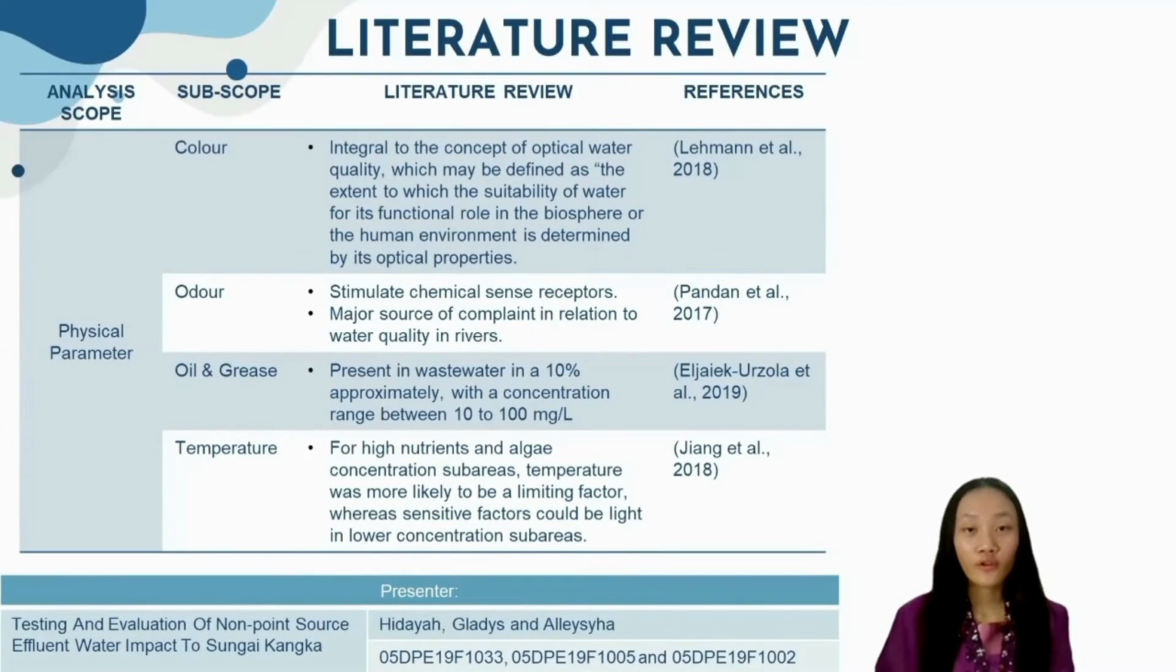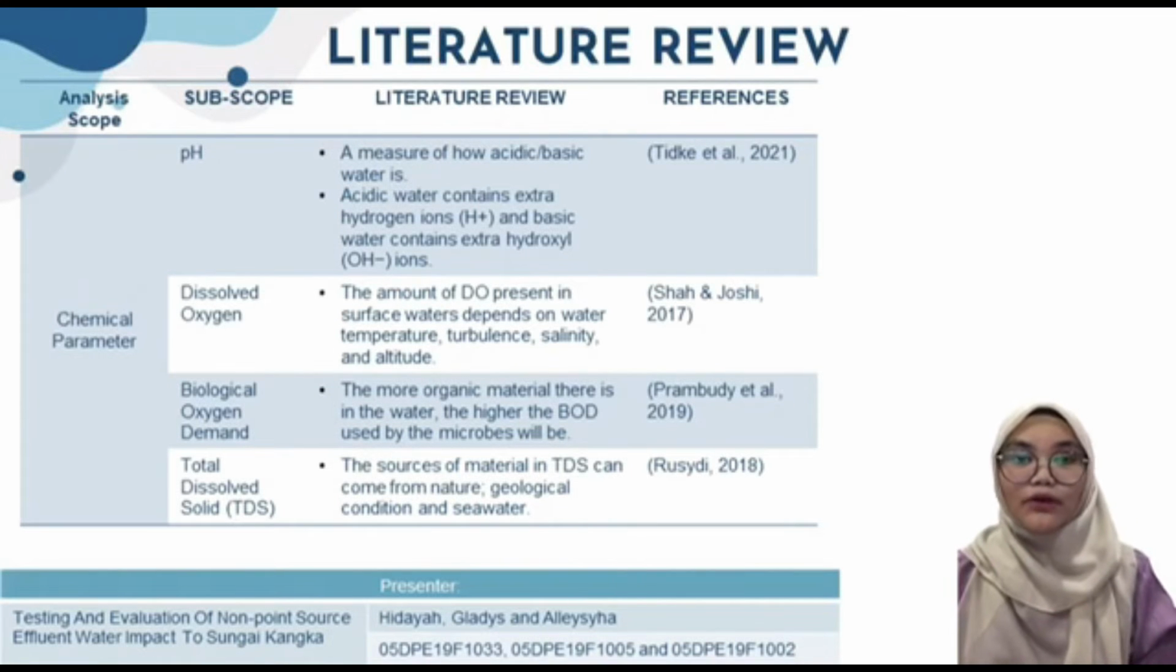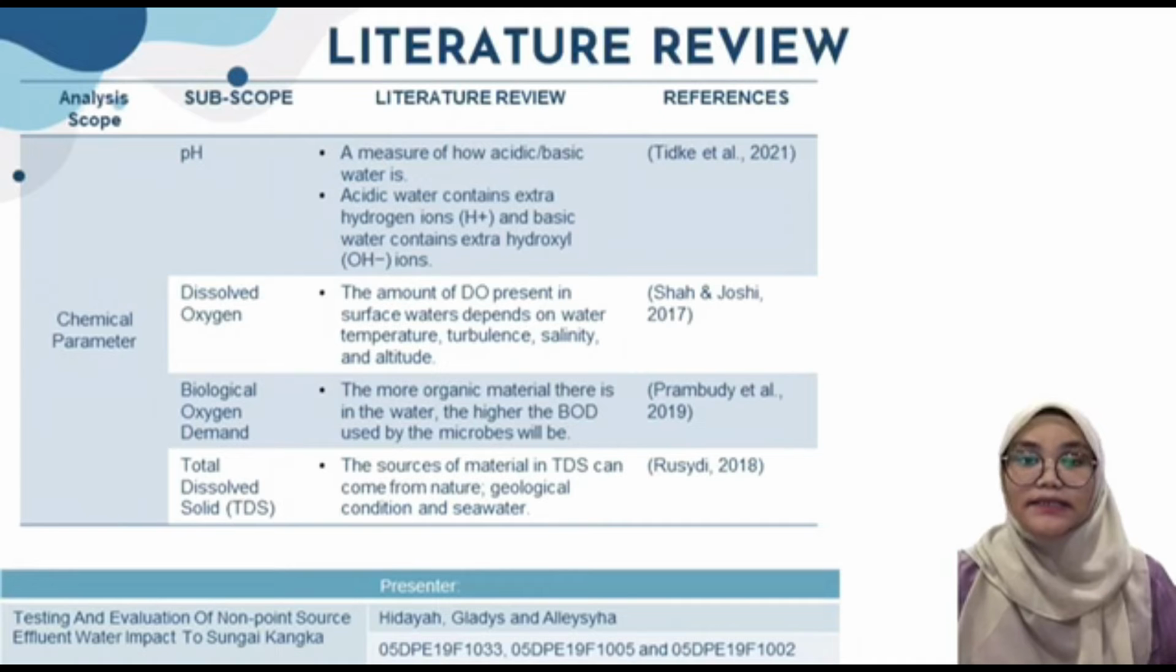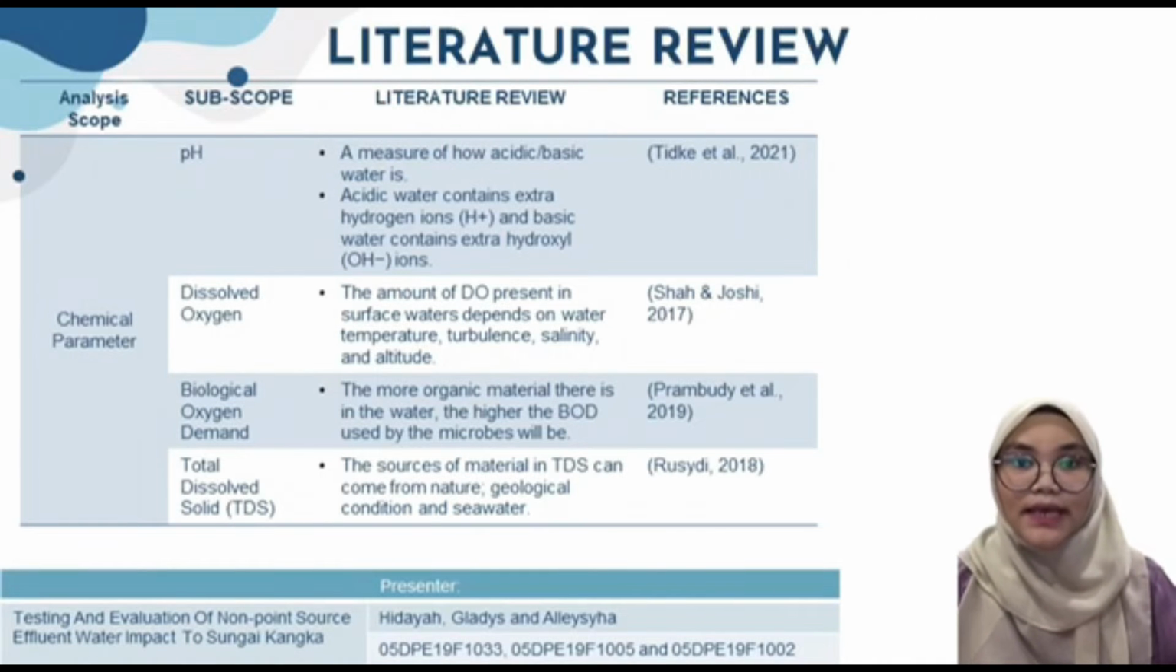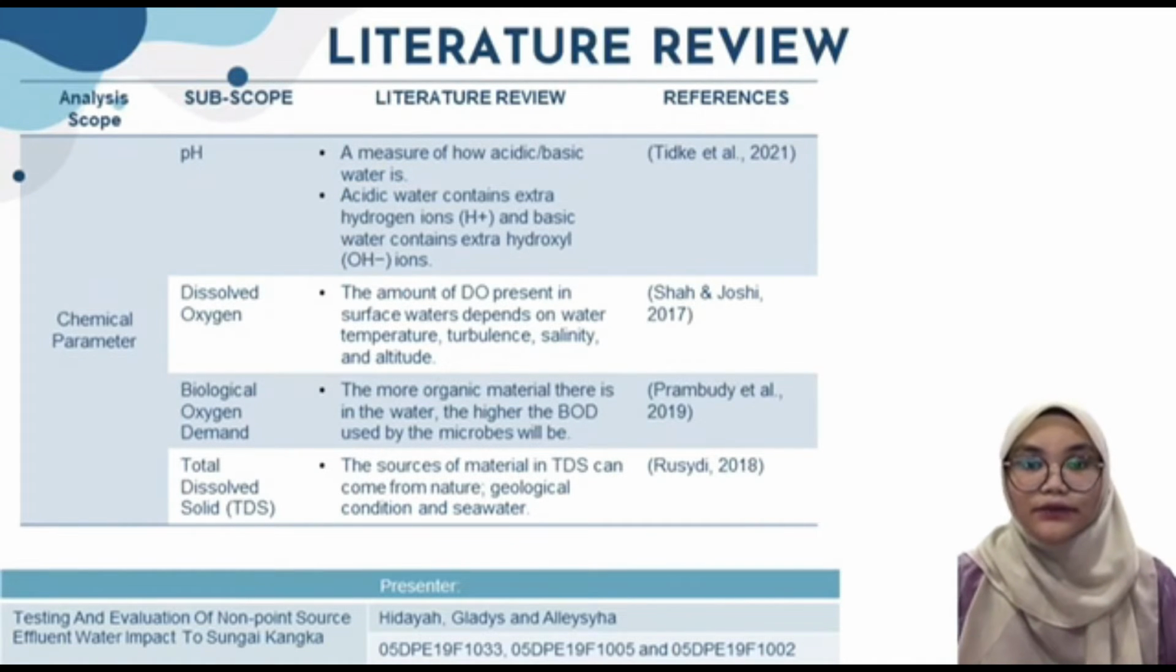The literature review for temperature stated that temperature was more likely to be a limiting factor for high nutrient and algal concentration sub-areas, whereas the sensitive factors could be different in lower concentration sub-areas. pH. pH is a measure of how acidic or basic water is. Acidic water contains extra hydrogen ions and basic water contains extra hydroxyl ions. The range goes from 0 to 14 with 7 being neutral. A pH of less than 7 indicates acidity, whereas a pH of greater than 7 indicates alkalinity.